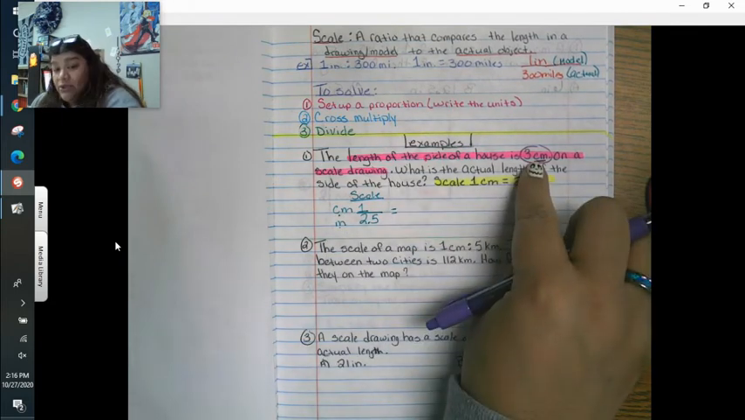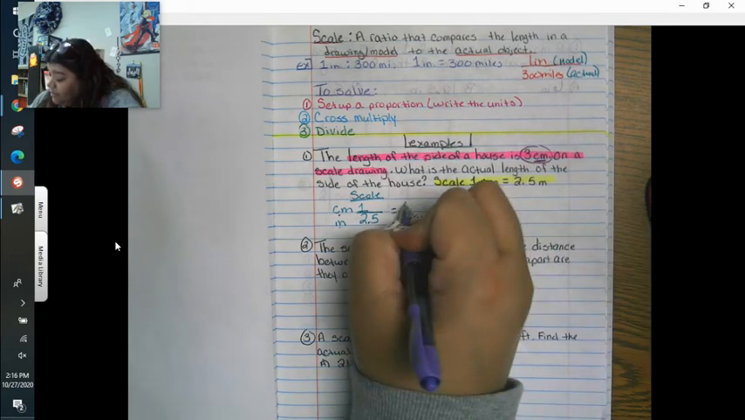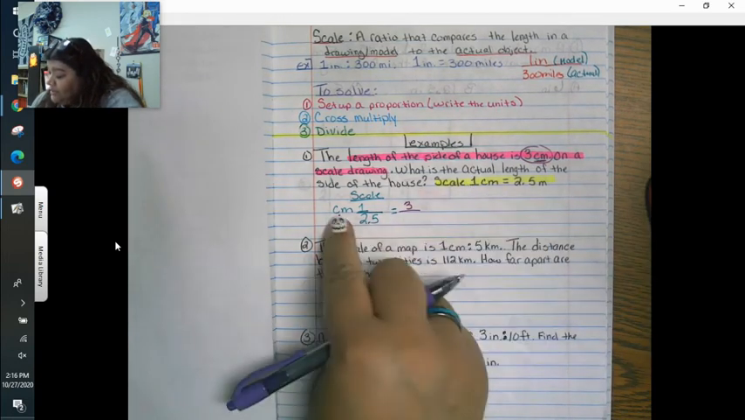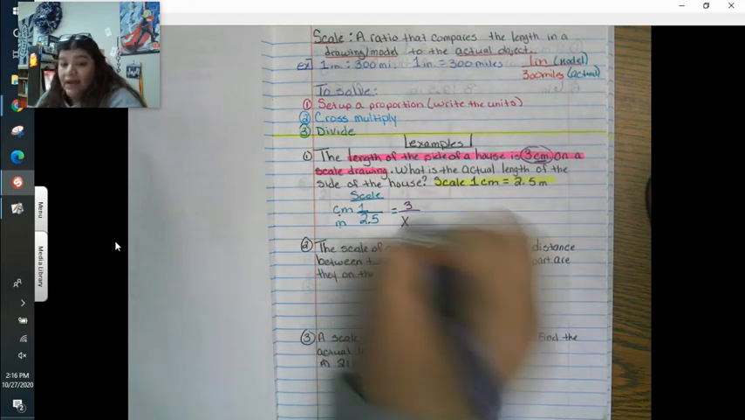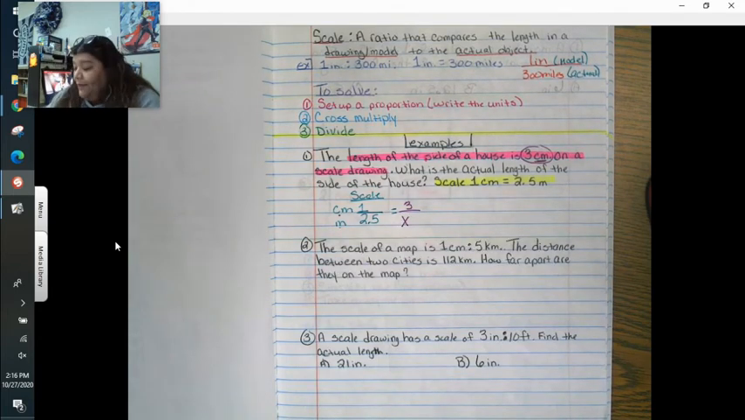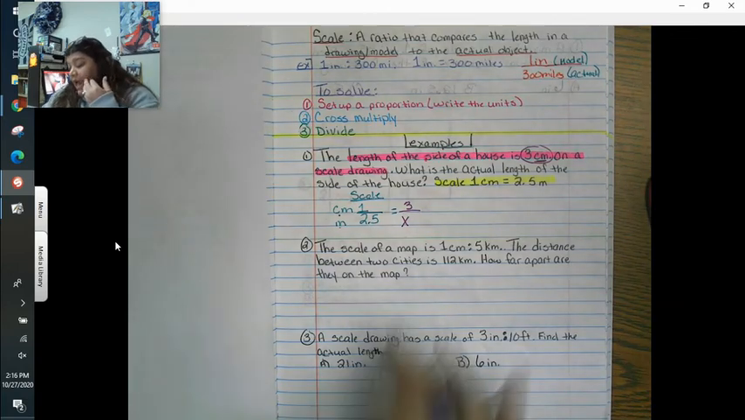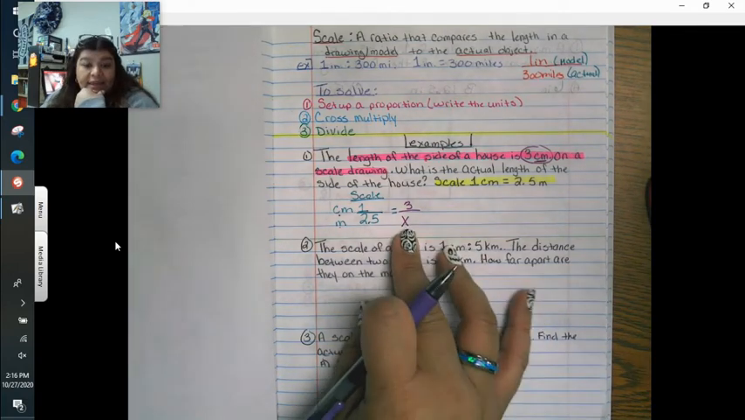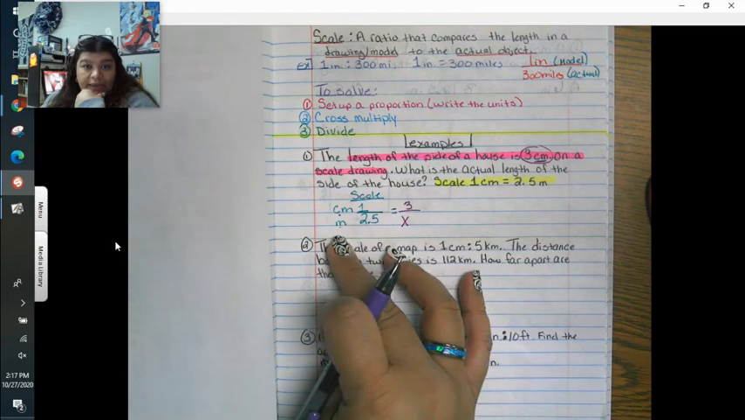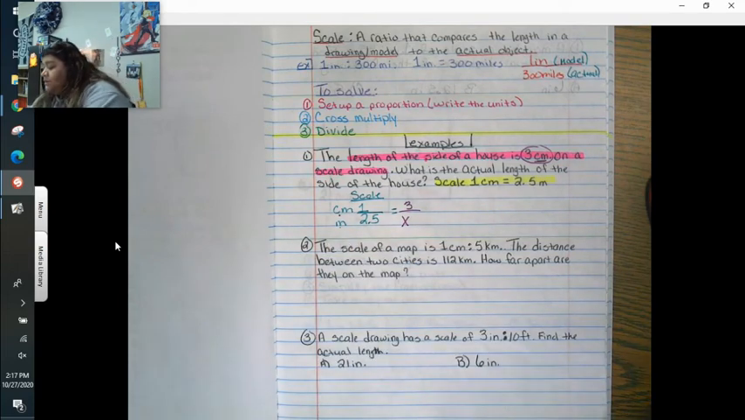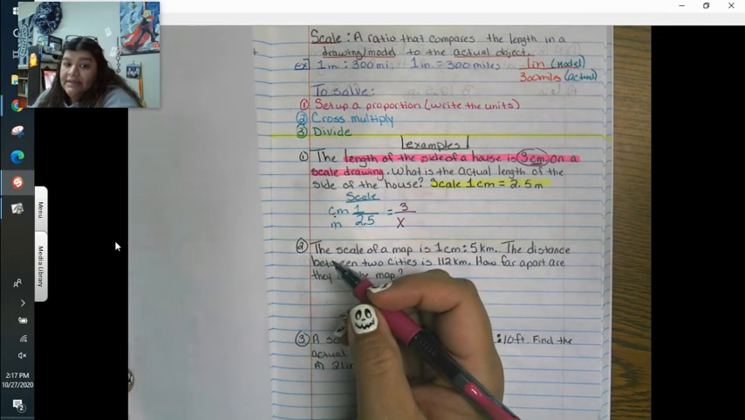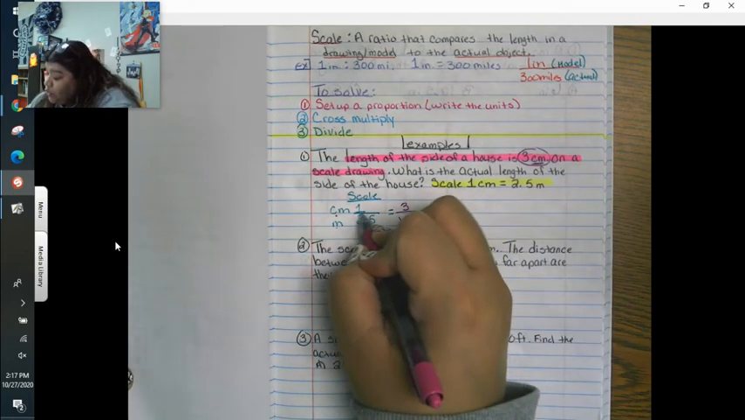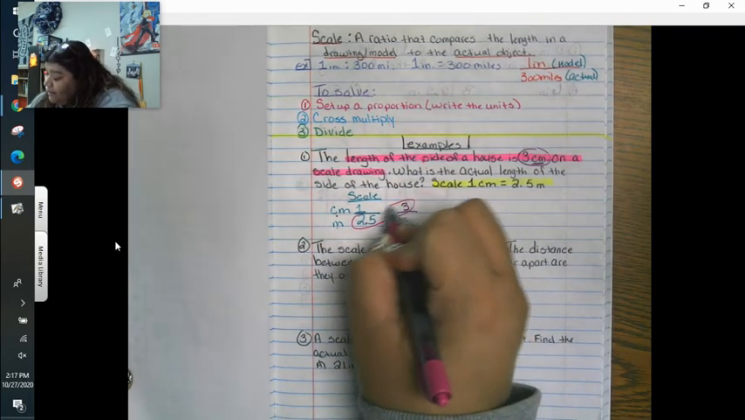So since this told me this is 3 centimeters, I'm going to put it on top with the centimeters, okay, and we're trying to figure out how big is the side of the house actually. So how big is it actually? Our answer, since the x is here, is going to be in meters, okay? So how do we solve proportions? Just like we've been doing since the beginning of the second 9 weeks, we are going to cross multiply.